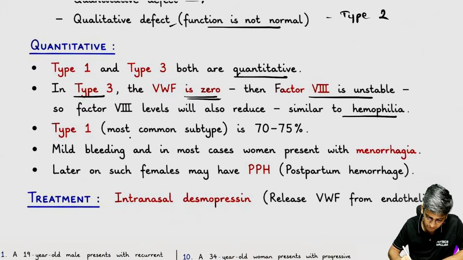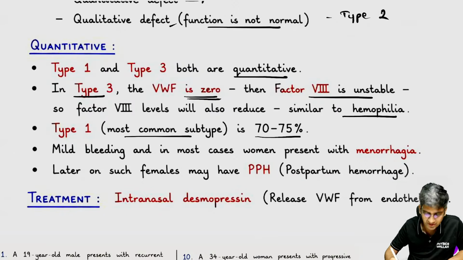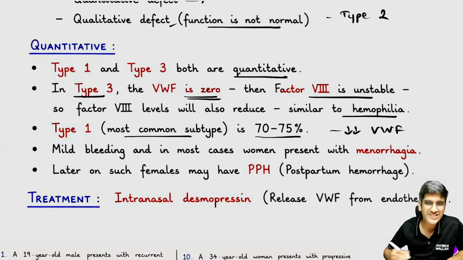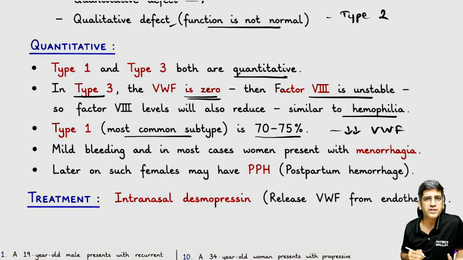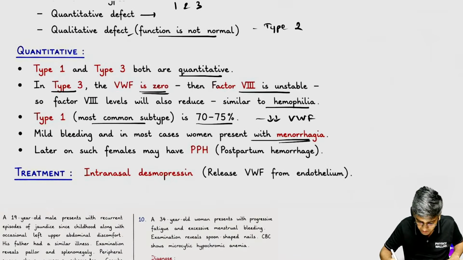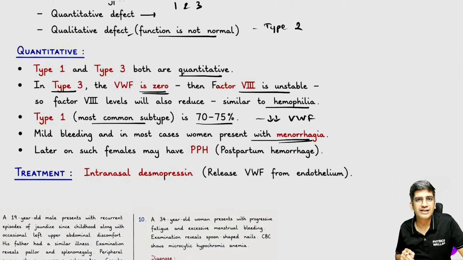Fine. Type 1 is the most common subtype, 70 to 75% type 1, where there is a reduced von Willebrand factor, not zero. How will they present? They'll present mostly with bleeding after trauma. Like I said, the most common presentation is menorrhagia, because that's a classical trauma which is present in women every month. So most of the women present with menorrhagia, that's the most common symptom of von Willebrand disorder, right?